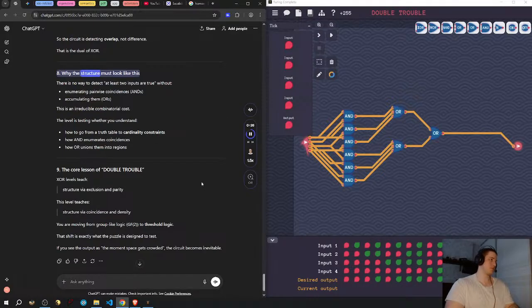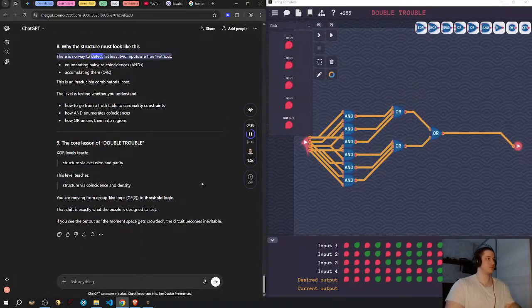8. Why the structure must look like this. There is no way to detect at least 2 inputs are true without enumerating pairwise coincidences, ANDs, and accumulating them, ORs. This is an irreducible combinatorial cost. The level is testing whether you understand how to go from a truth table to cardinality constraints. How AND enumerates coincidences. How OR unions them into regions.